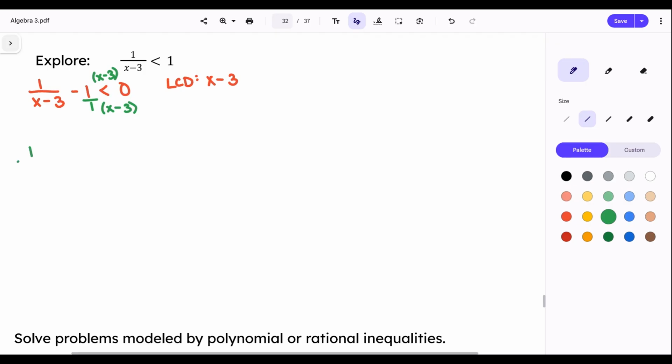So we have 1 over x minus 3, and now minus x minus 3 over x minus 3, and then less than 0.